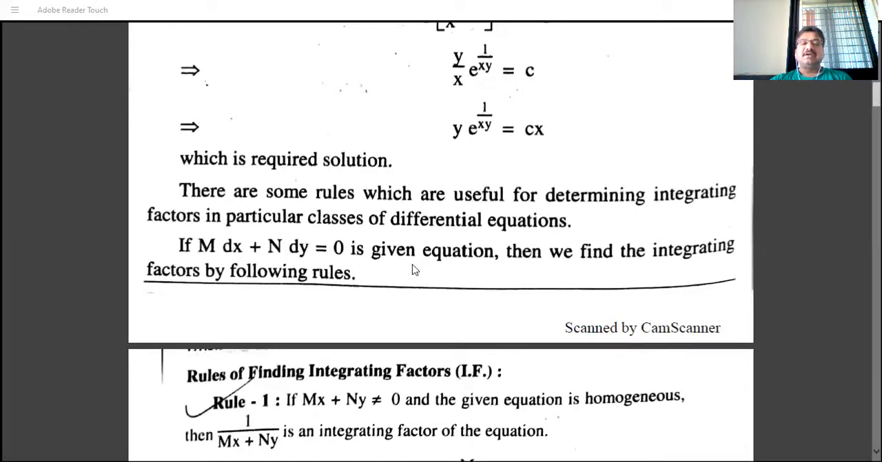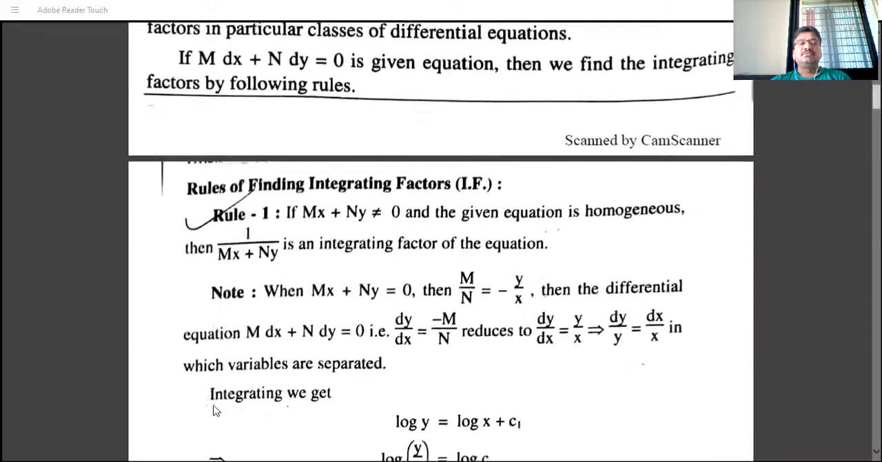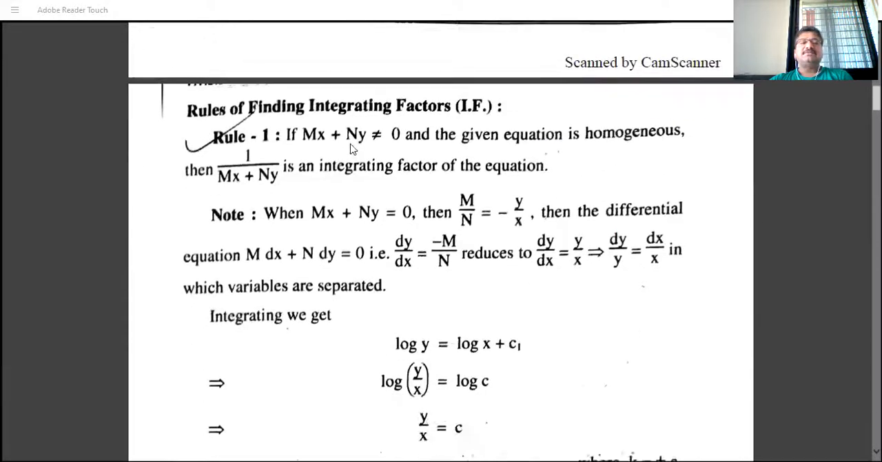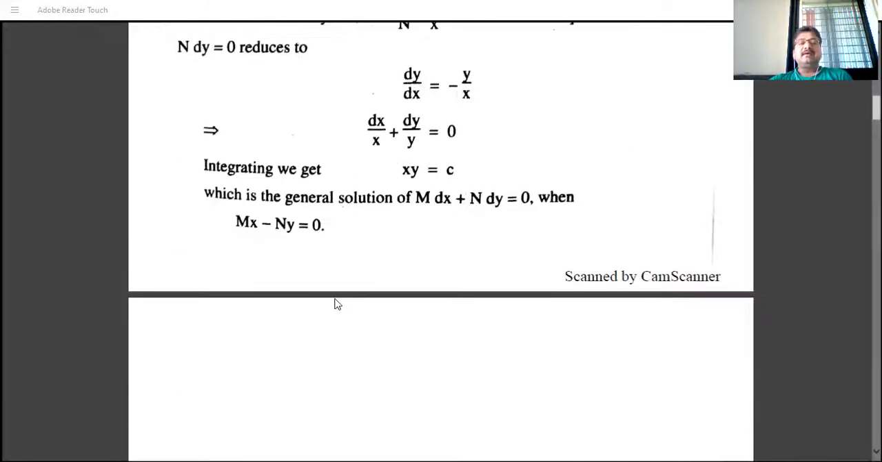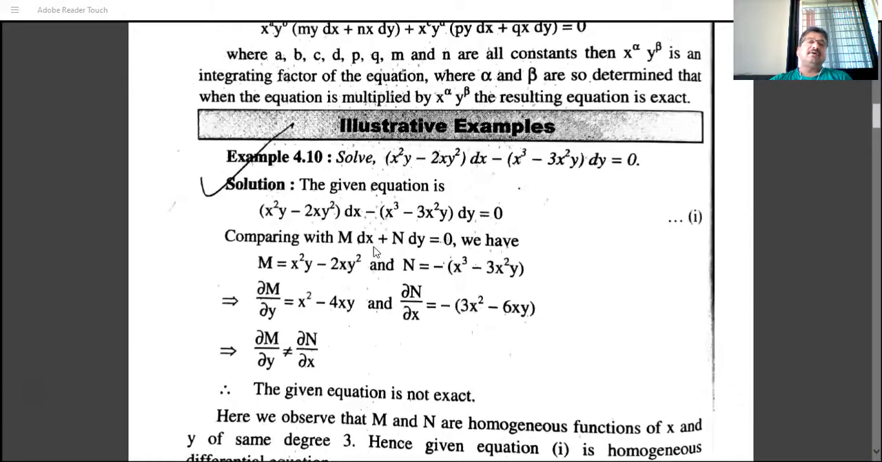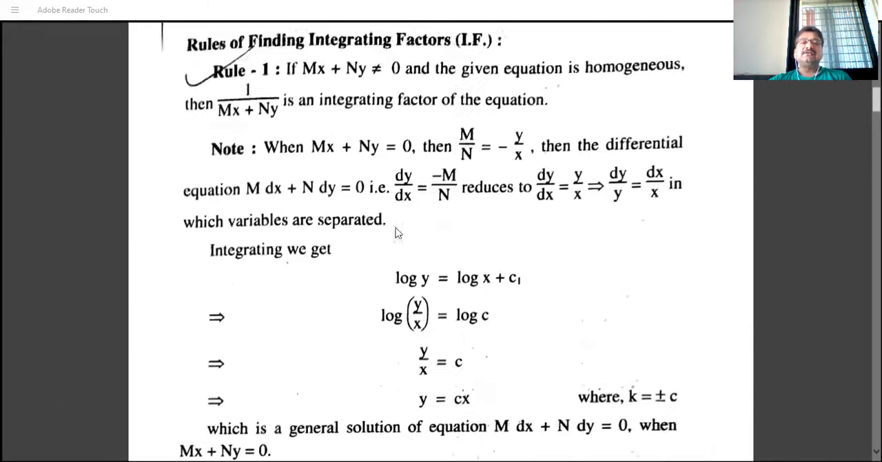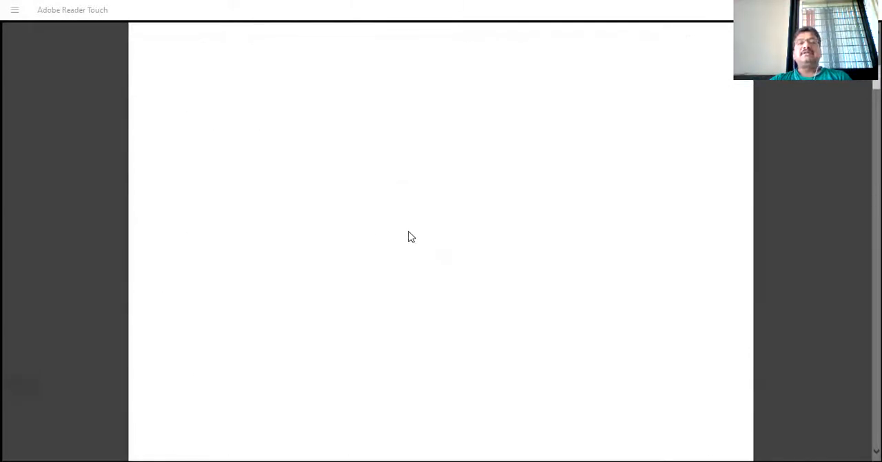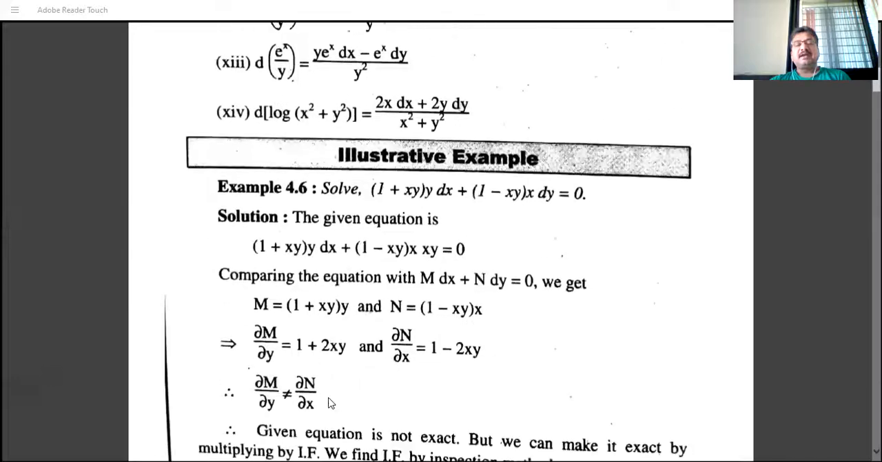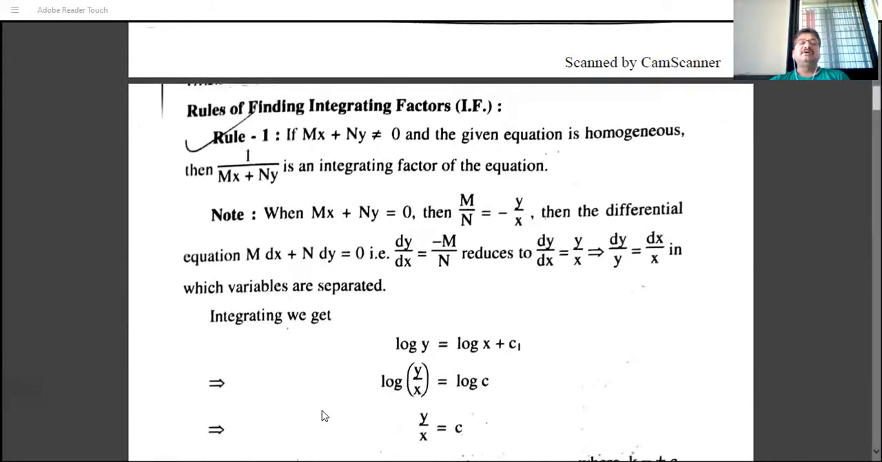M dx plus N dy is equal to 0 is the given equation. Then we can find the integrating factor by the following rules. There are again 5 rules. We will see these 5 rules first, and then we will see examples of all these 5 rules, as well as the example on the first method, that is, the integrating factor by inspection method. So in all there are 6 methods to find the integrating factor.